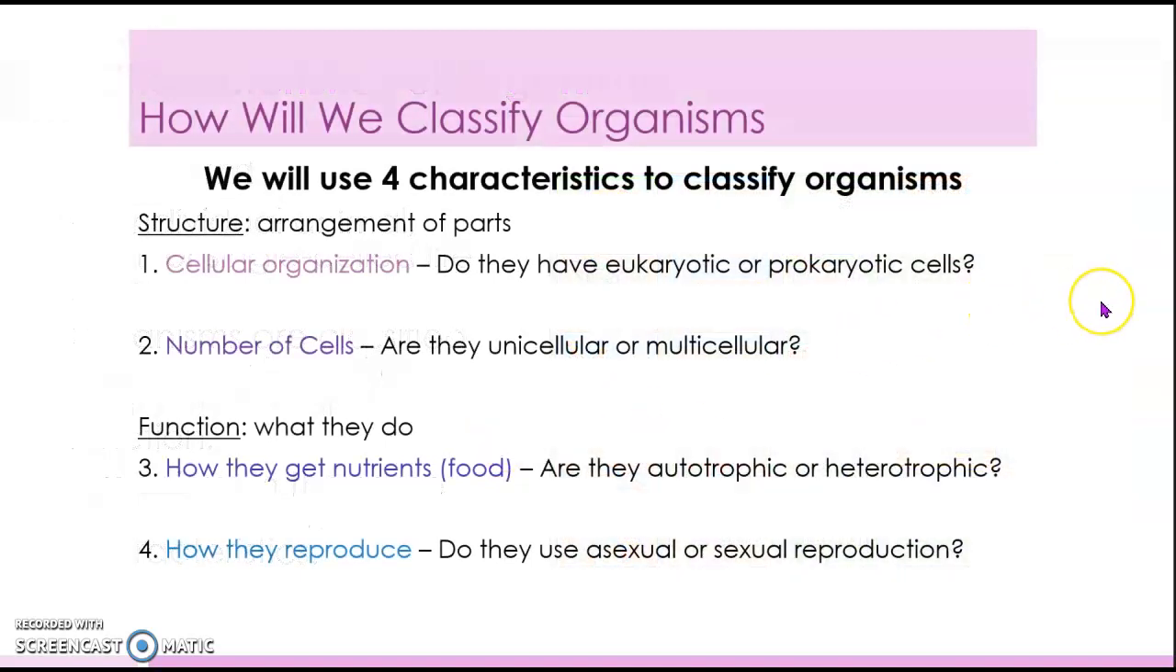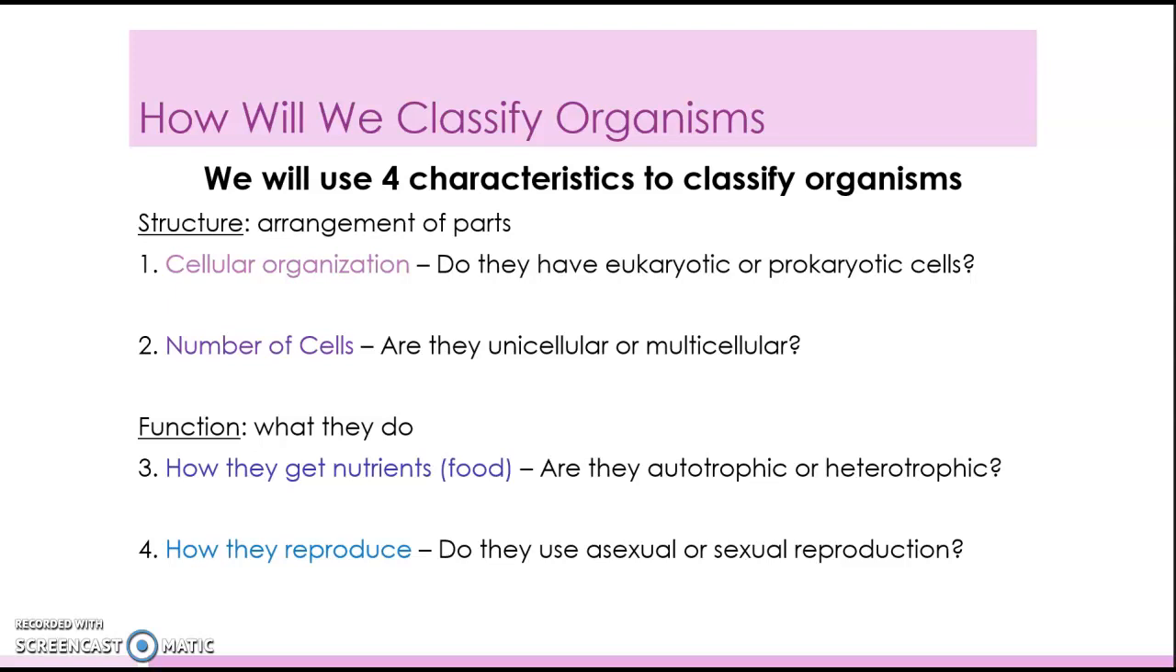Okay, how will we classify organisms? We will have 4 characteristics to classify organisms. Let's start with their structure. Okay, structure is the arrangement of parts. So we have cellular organization. Do they have eukaryotic or prokaryotic cells?